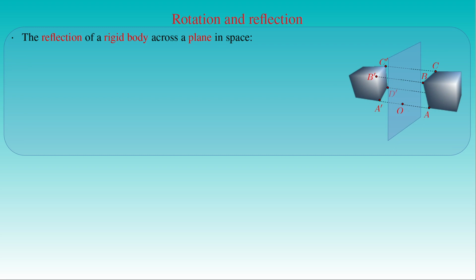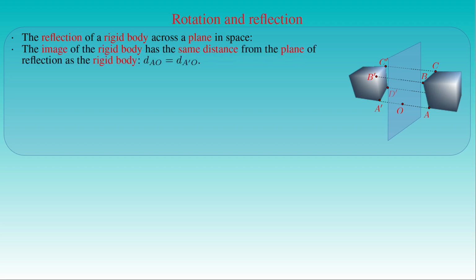When we talk about the reflection of a rigid body in space, we imagine an arbitrary plane in the vicinity of the body serving as a plane of reflection. The image of the body appears on the opposite side of the plane, and it has the same distance from the plane of reflection as the rigid body. If the images of the points A, B, C and D of the body are denoted by the primed letters, then we can write that the distance d sub AO is equal to the distance d sub A prime O. That is, the intersection point O of the section AA prime and the plane of reflection is the midpoint of the section AA prime. Similar equations can also be given for the points B, C, D and for other arbitrary points of the rigid body with the corresponding points of intersection.